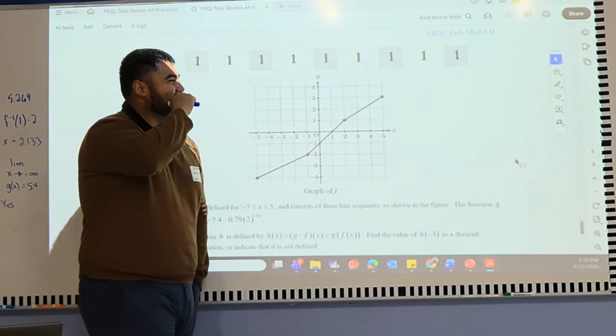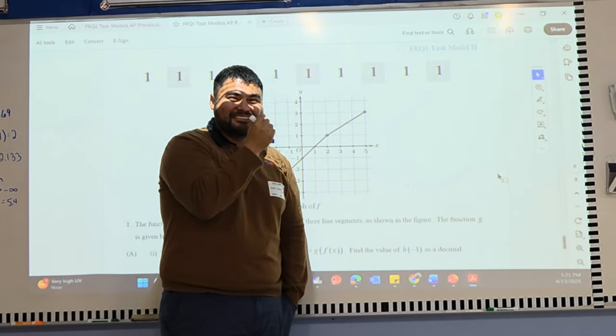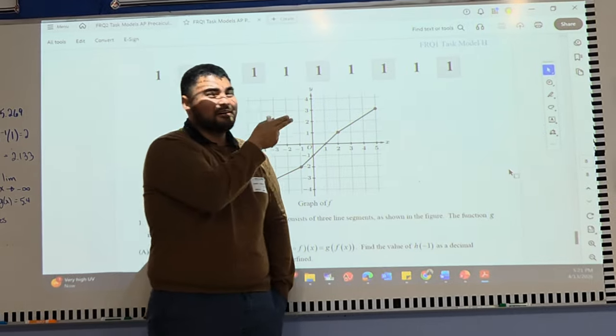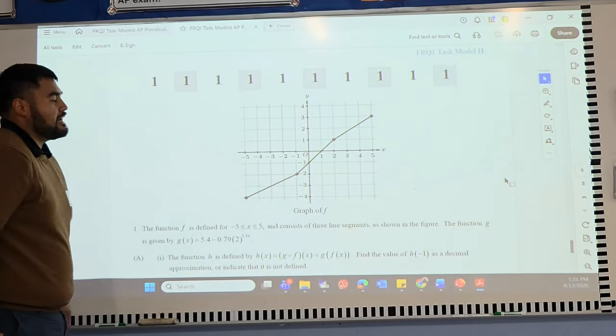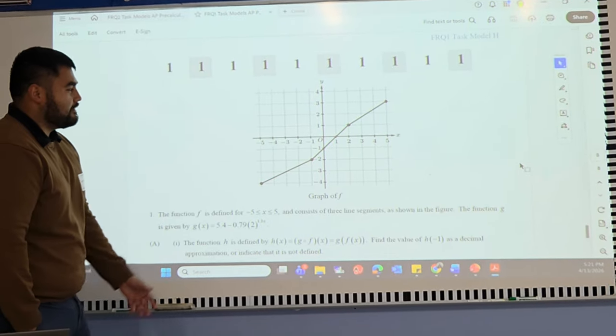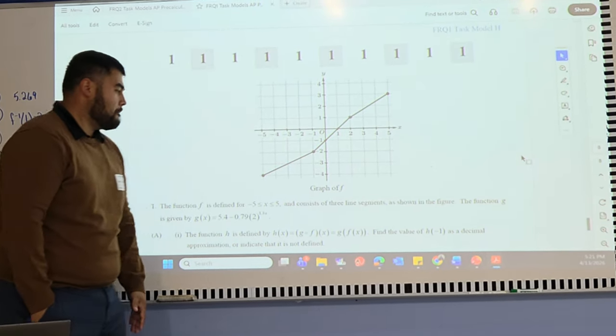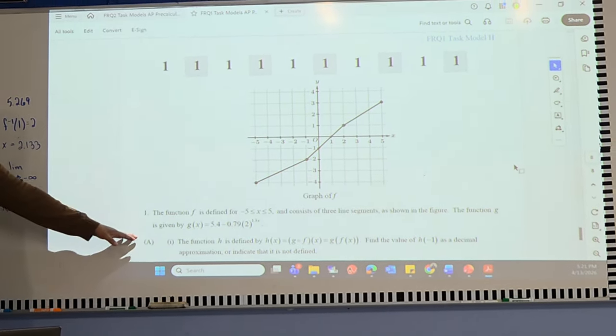Hi guys. So we're gonna do FRQ1, model H, right? On this one, the reason I want to do this one is because now instead of a table, they give you a graph, right? So let's look at A1.